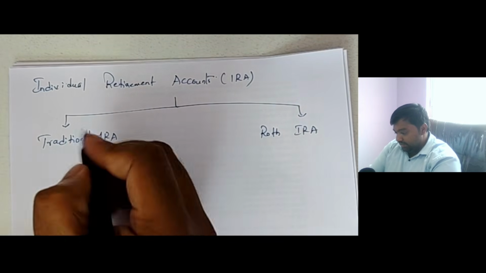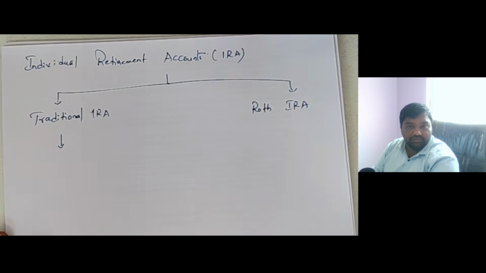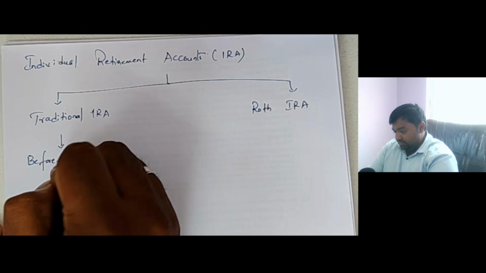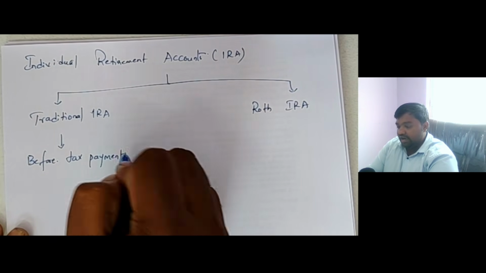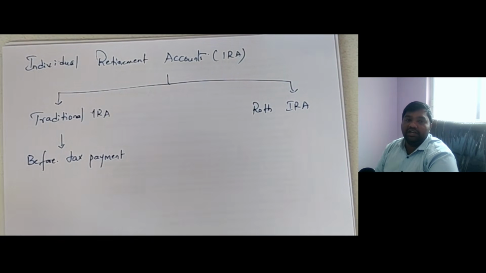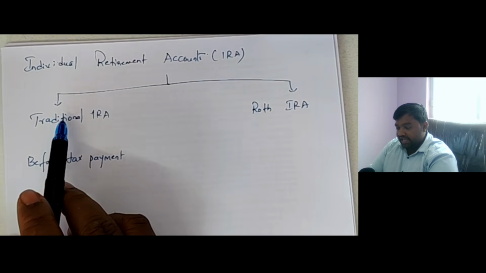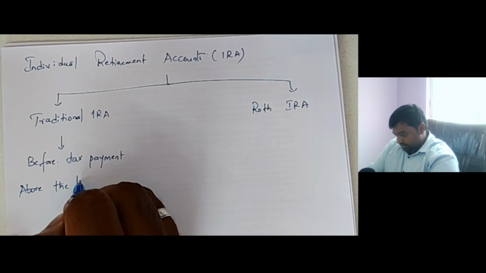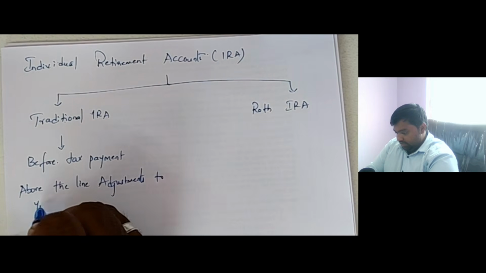Traditional IRA means you will contribute to this account before your tax dollars, before tax payment. In the sense, you will contribute a before-tax amount. Let me explain with a little more clarity. Contributions to a traditional IRA will be done as above-the-line adjustments to your taxable income.